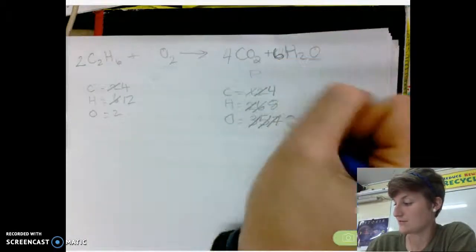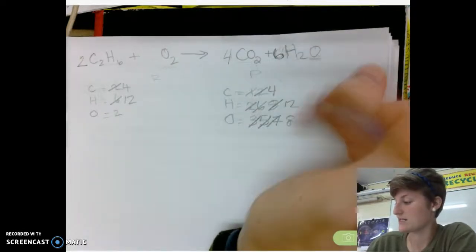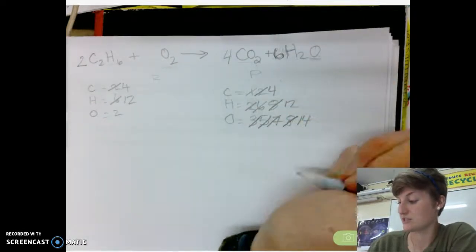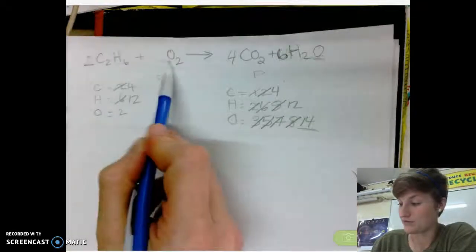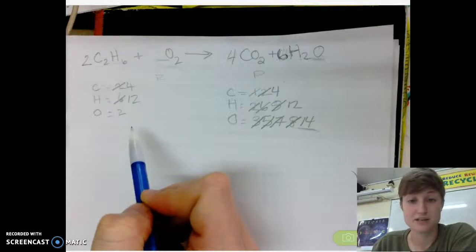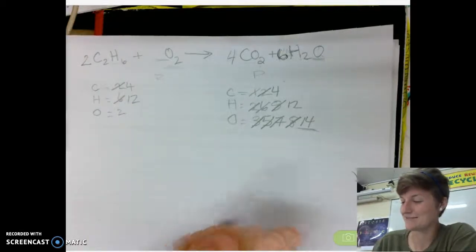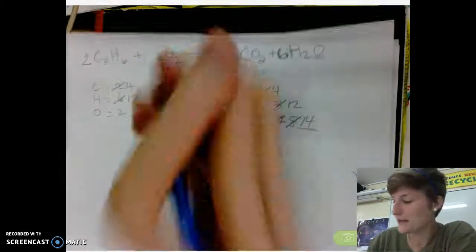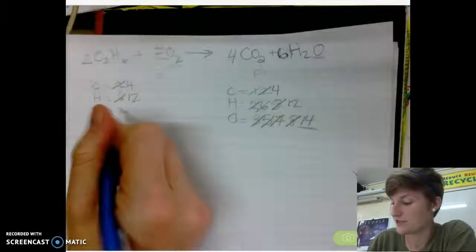And so now I have 12 hydrogens, 6 plus 8, 14 oxygens. Now I have an even number that I can put a number in front of our O2 and balance our oxygens. So 14 divided by 2, I put a 7 in front of oxygen, and that should give me 14.